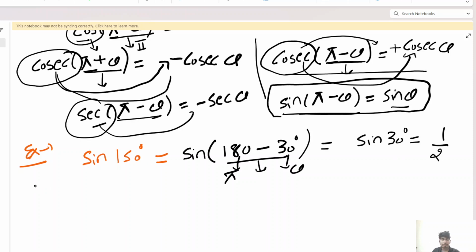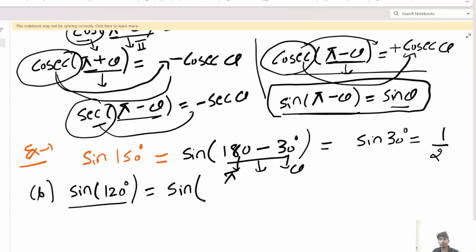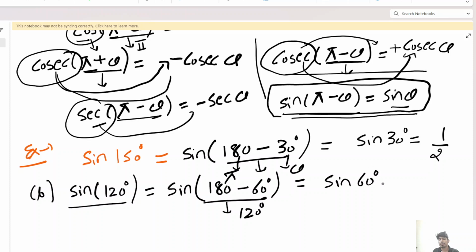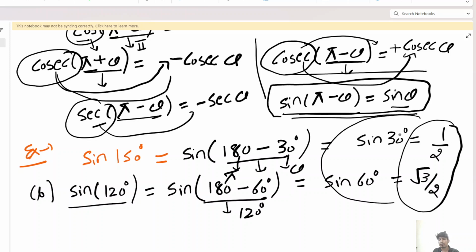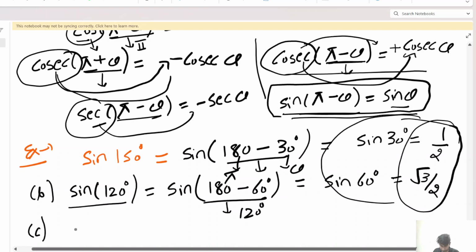Our next question is to find the value of sine 120. Sine 120 is, we know, sine of 180 minus 60, because this is still 120 degrees. Then this is sine 60, because sine of pi minus theta is sine theta, and this is root 3 by 2. No worry if you don't know this value, I will tell you this value later in this video.